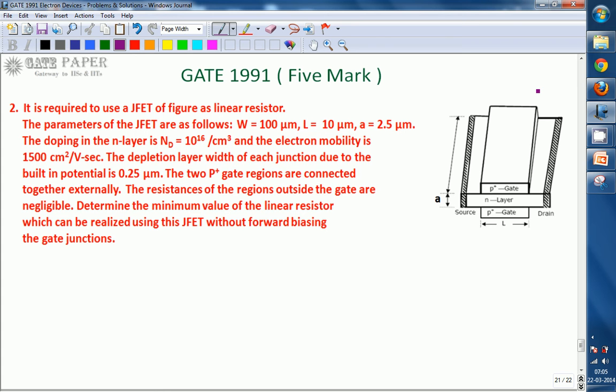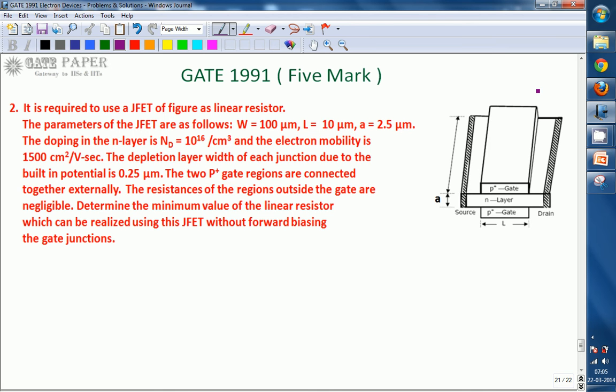The two P plus gate regions are connected together externally. The resistances of the regions outside the gate are negligible. Determine the minimum value of linear resistor which can be realized using this JFET without forward biasing the gate junctions.